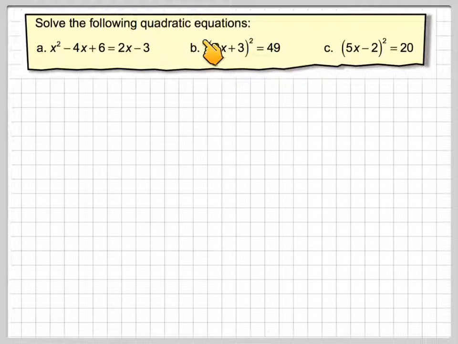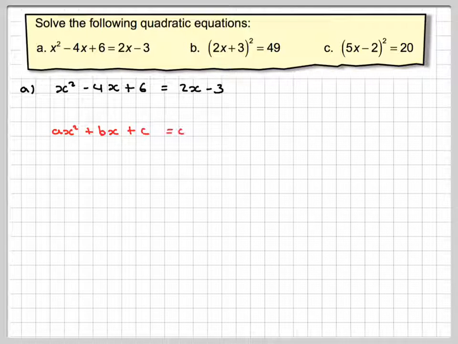We're now going to solve the following quadratic equations. We've got x squared minus 4x plus 6 is equal to 2x minus 3, and we'll look at these two in a minute. The problem with this is that it's not in the correct format. What we've got to aim to get it in is the format ax squared plus bx plus c is equal to 0. So the obvious thing to do is to take 2x from both sides and add 3.